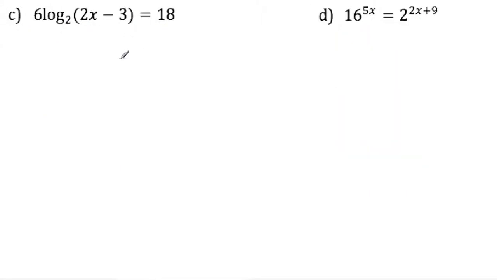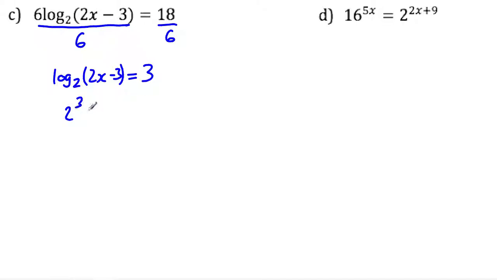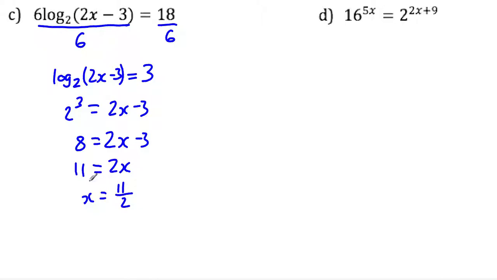Okay, C. Again, we could use the power property, but that's going to be a mess because then we have to multiply this out to the 6th power. So instead, what I'm going to do is divide both sides by 6. So I get log base 2 of 2x minus 3 is equal to 3. Now I get 2 to the 3rd is equal to 2x minus 3 just by rewriting this. Well, 2 to the 3rd is 8. So I get 8 equals 2x minus 3. I can add 3 to both sides, so I get 11 equals 2x. So x must equal 11 divided by 2. No calculator needed for this one.